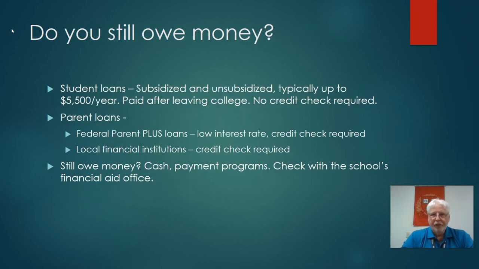Okay, you've gotten all that free money and a little bit of work study program money, and you still owe some to the school. How are you going to pay for that? Well, one of the ways you might pay for it is student loans. Those are referred to as subsidized and unsubsidized loans. They're typically up to about $5,500 a year total. They're paid for after you leave college, and no credit check is required. So you can get another $5,500 a year that way.